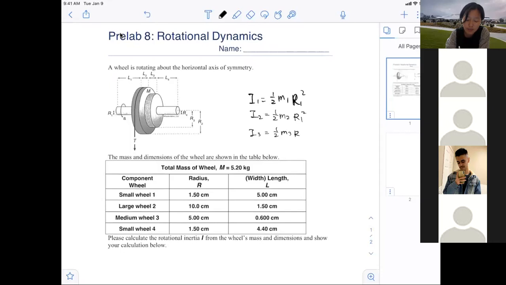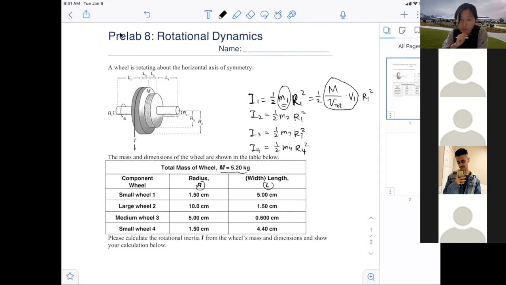So let me write out everything. I4 is 1/2 m4 R4 squared. You can see what is given is the radius 1, 2, 3, 4, the length 1, 2, 3, 4, the total mass, but it didn't really give us the individual mass of these different wheels. So we need to do a substitution that the mass 1 will be the total mass divided by the total volume times volume V1, and times the R1 squared. So we substitute M1 by this formula.